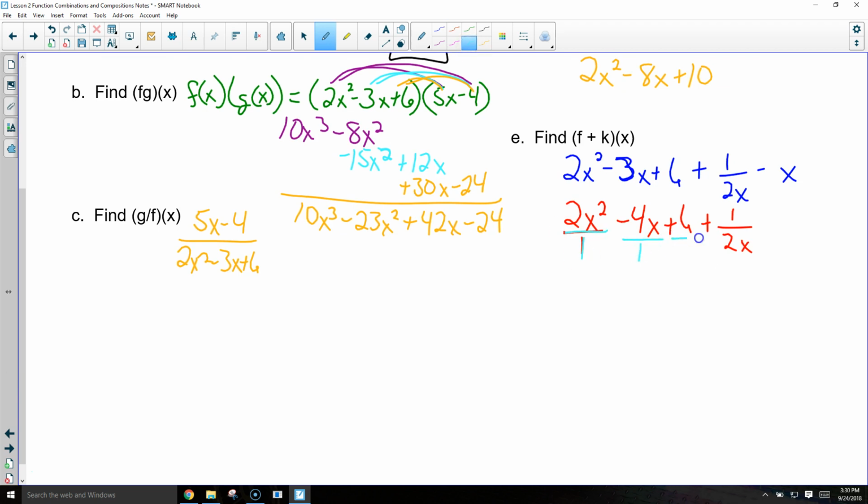So each one of these is really over 1, and I'm going to multiply everything by 2x over 2x. That way I have a common denominator on all 4 parts. So I would end up with 4x cubed minus 8x squared plus 12x. And now since I have a common denominator of 2x, I can put the plus 1 from right here, and all of it will be over 2x. And that would be my final answer for part E.